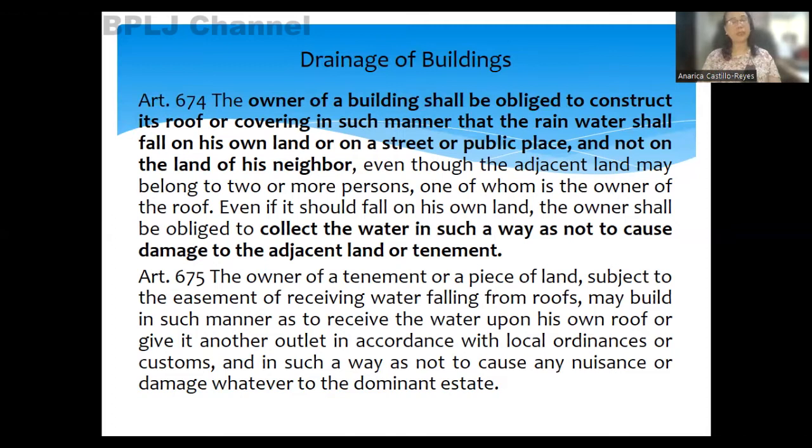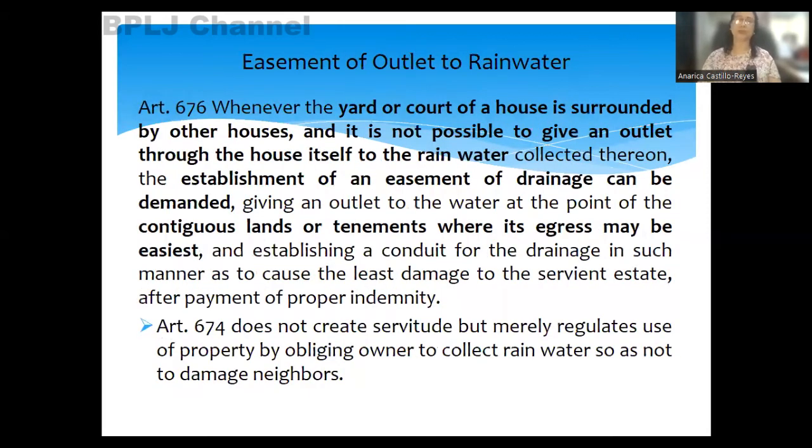The owner of a tenement or a piece of land subject to the easement of receiving water falling from roofs may build in such a manner as to receive the water upon his own roof or to give it another outlet in accordance with local ordinances or customs.